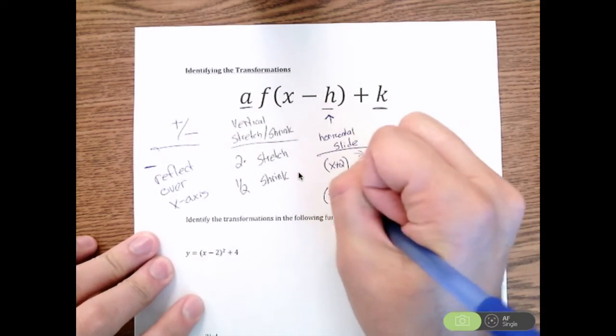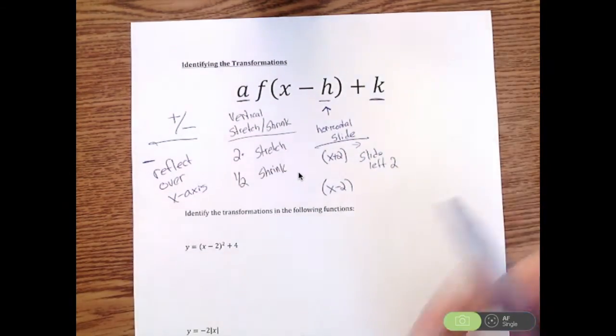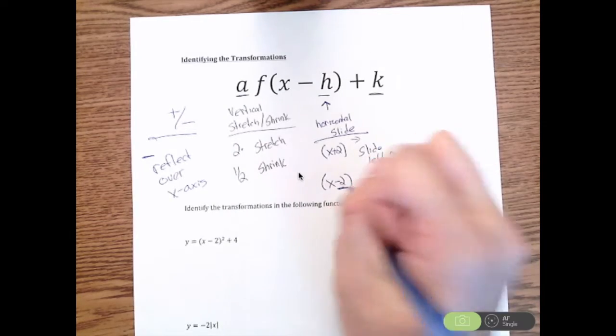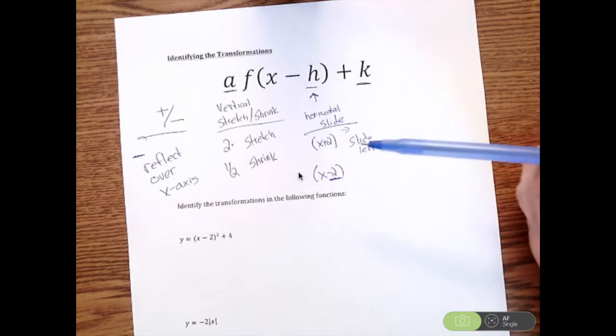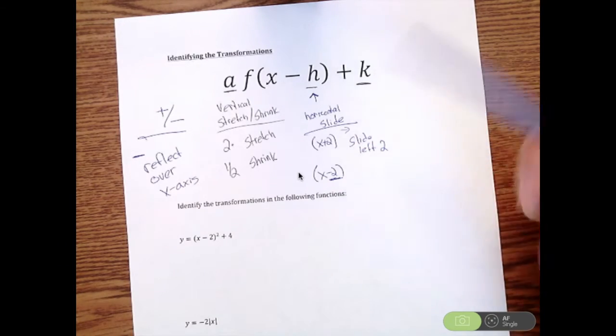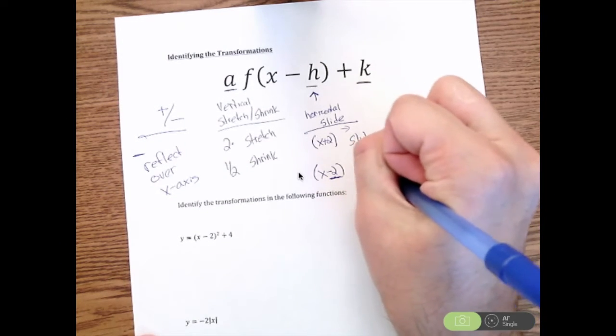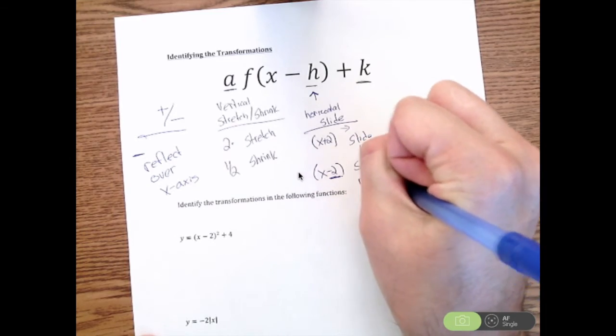In the opposite case, if I had x minus 2, a lot of people look at that and say, if I'm looking for H, it says minus 2, so that means you have to move everything to the left towards the negative numbers. Again, H lies to you, so that's going to slide right 2.